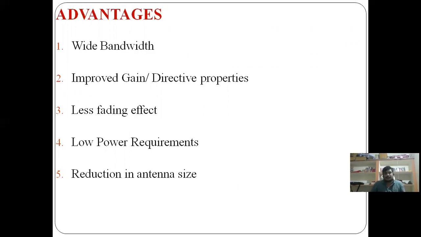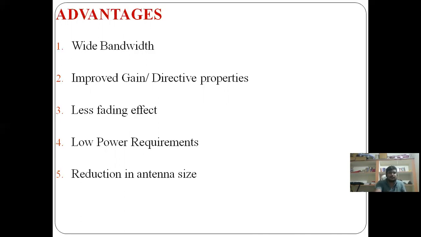Lower frequencies are affected by more fading, so with higher microwave frequencies the fading effect will be less, and the power requirements are low. Microwave frequencies are short waves, which is why they require less power. And finally, there is a reduction in antenna size. As we already discussed, as the frequency increases, the antenna size and aperture area are reduced.